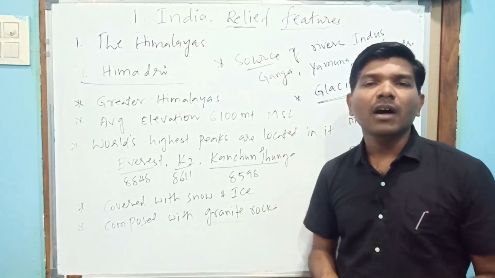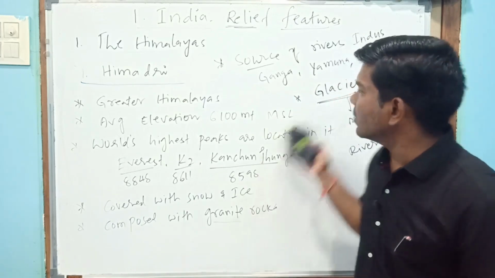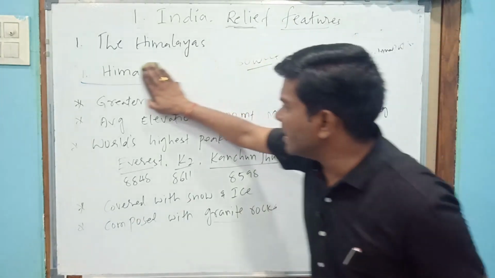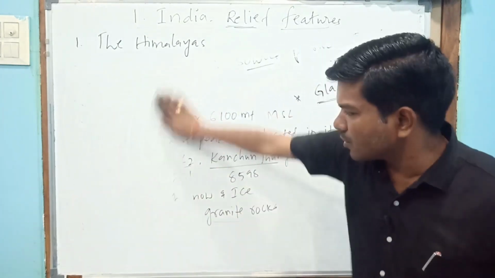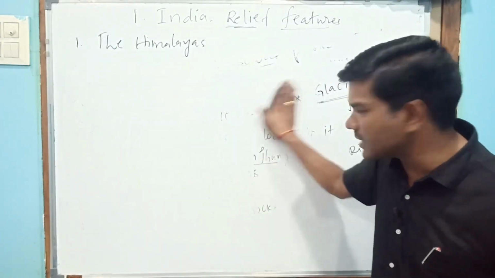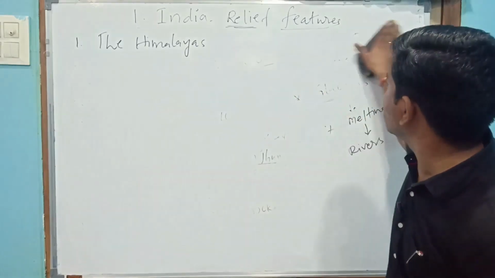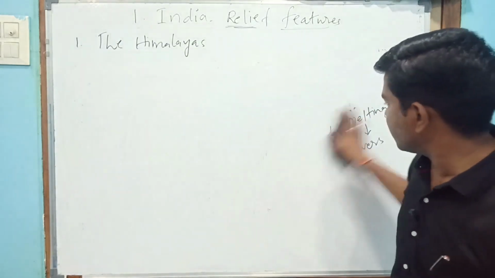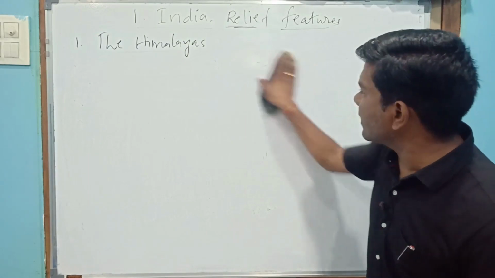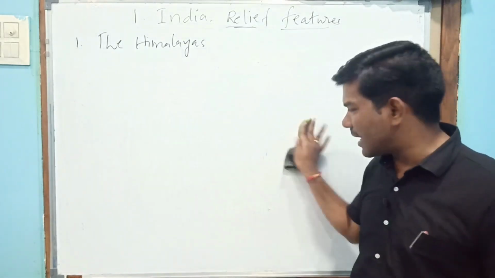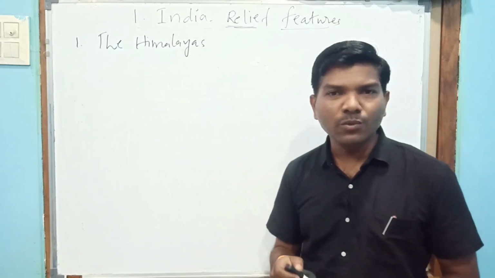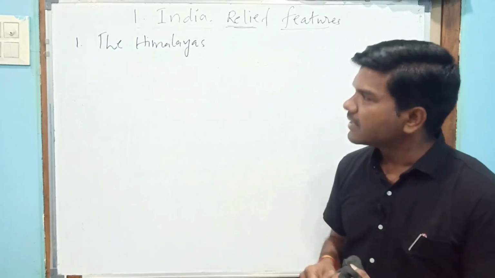Next, I'll try to explain to you about the middle or lesser Himalayas. As I said, the lesser Himalayas are also called the middle Himalayas. Middle Himalayas are also called the Himachal Himalayas. We have categorized these Himalayas into three important parallel ranges. So the first one is completed. Let's see the second one.